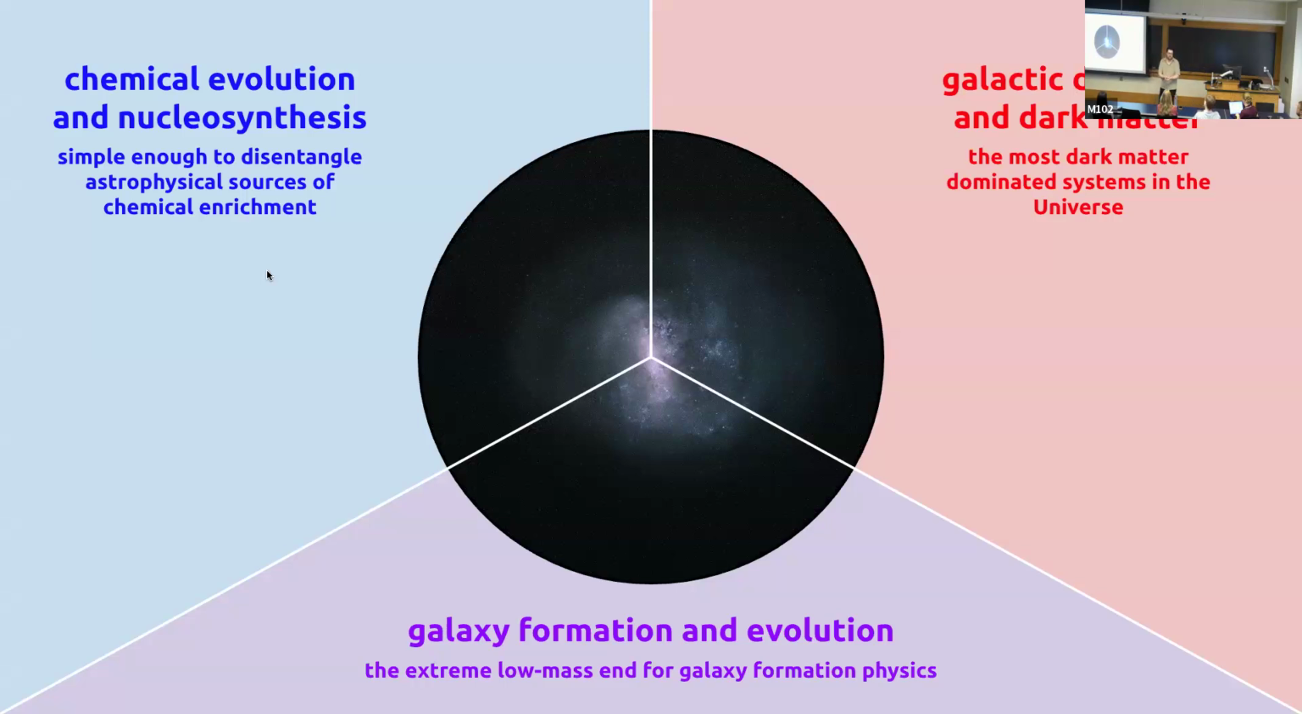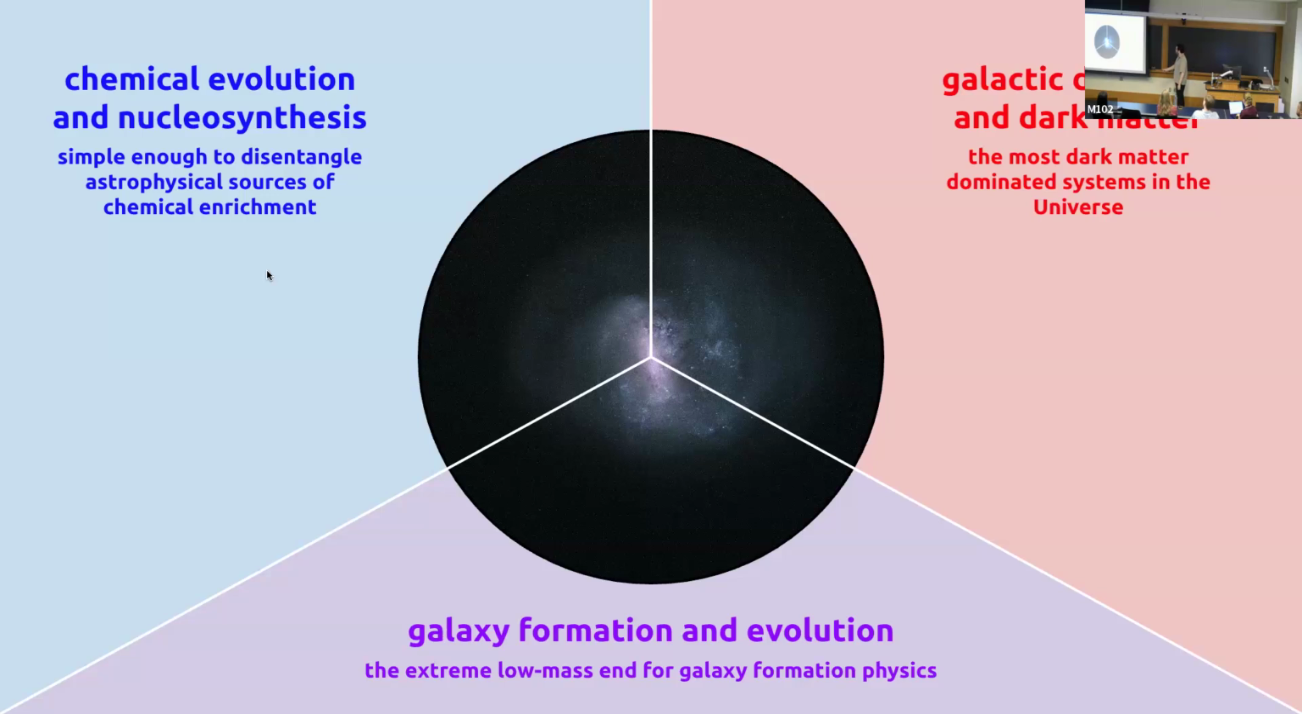Because of the steepness of the stellar to halo mass ratio, these dwarf galaxies are really the most dark matter dominated systems in the universe. So we can actually learn something about the nature of dark matter by studying the motions of stars inside the systems. And this is what many people here actually do.